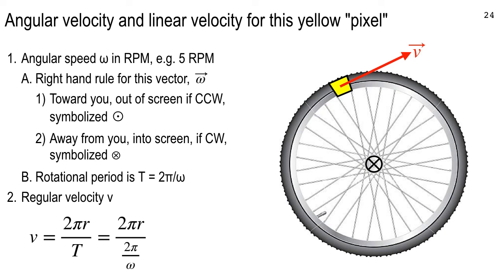Now look at what we got there. We got 2 pi r on top. That's the circumference. And down the bottom, 2 pi over omega. That's the period. Now, notice anything about that last expression? It's kind of complicated looking, but what do you see? Anything helpful?